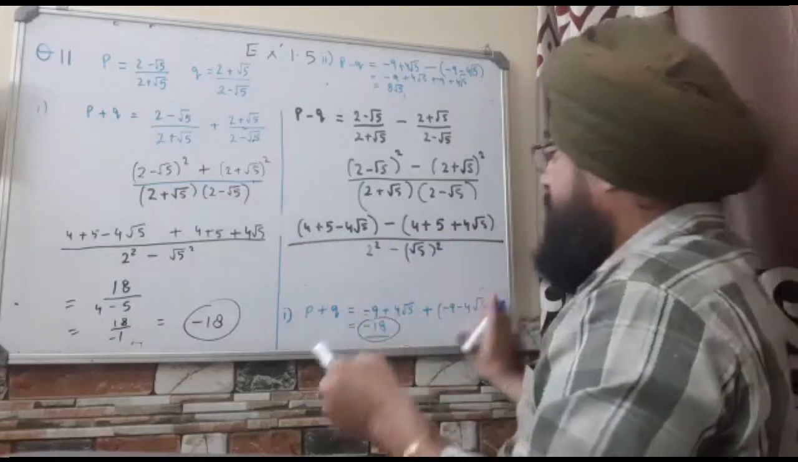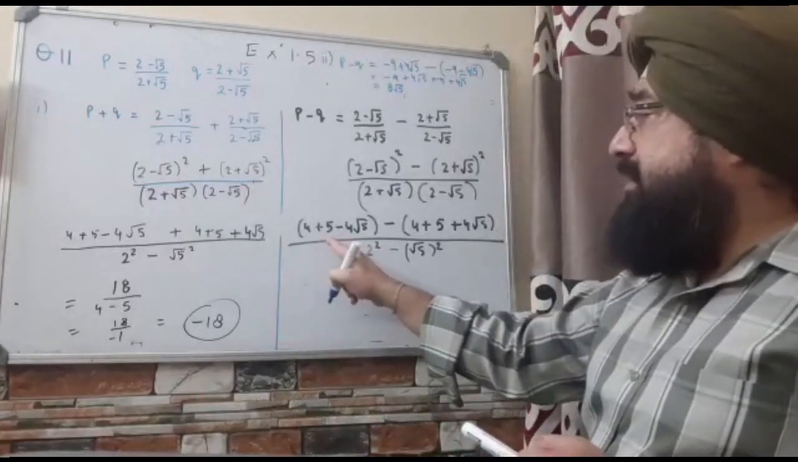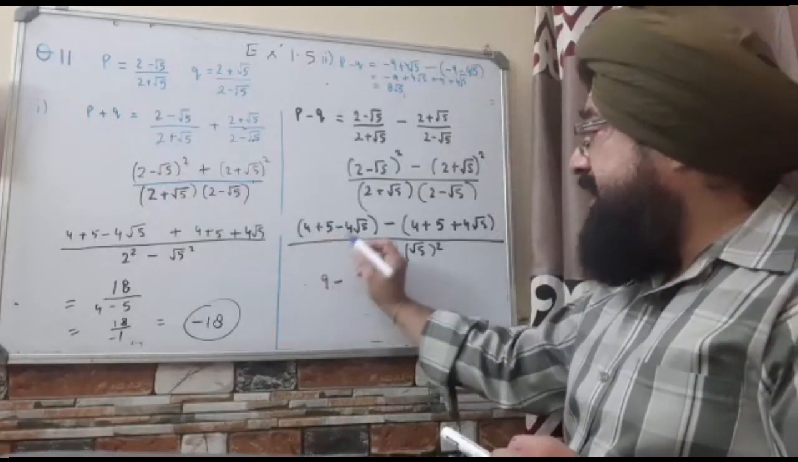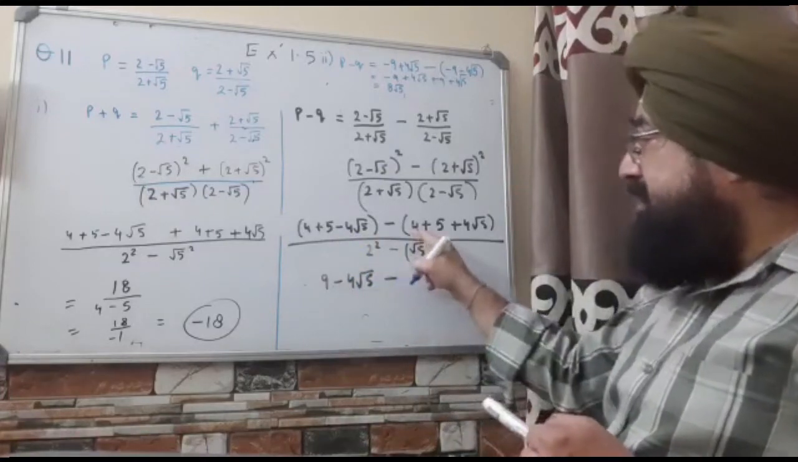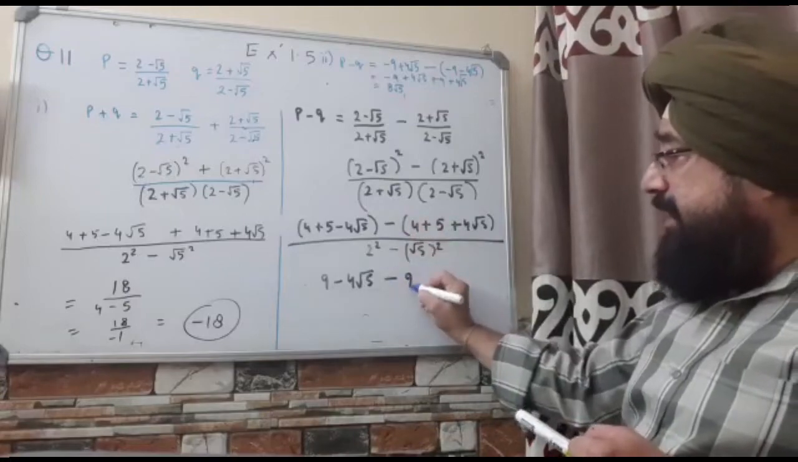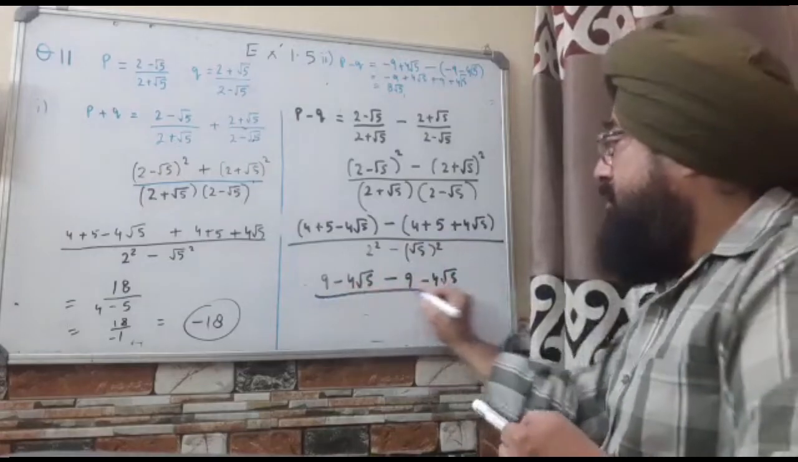And therefore, now you can see it becomes 9 minus 4 root 5, plus 9 plus 4 root 5. Minus 4 plus 5 is 9, so minus 9. And minus minus 4 root 5, minus 4 root 5, over 4 minus 5.